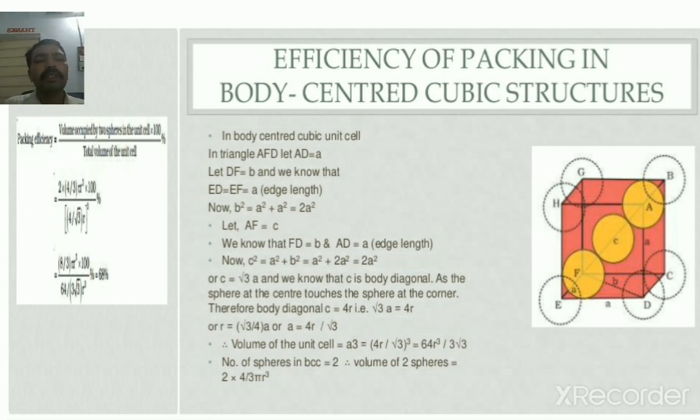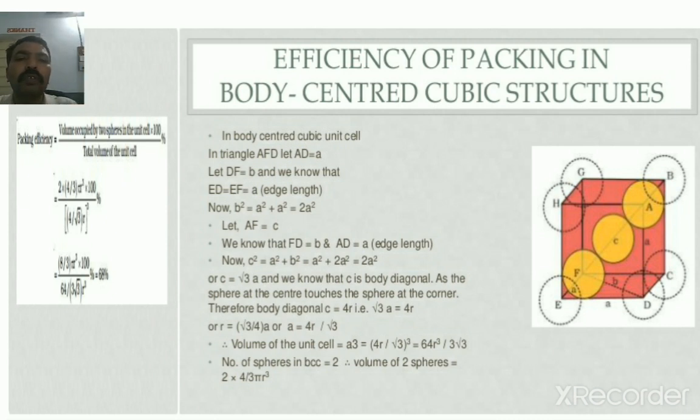But the number of particles present in a BCC unit cell is 2, and the volume of the 2 spheres is equal to 2 into 4 by 3 pi r cube. Packing efficiency is equal to the volume occupied by the 2 spheres in the unit cell divided by the total volume of the unit cell.